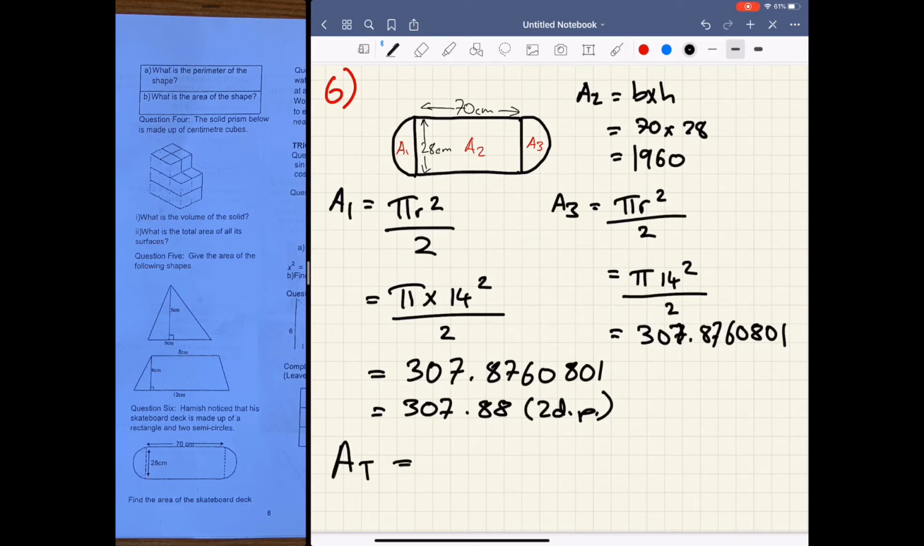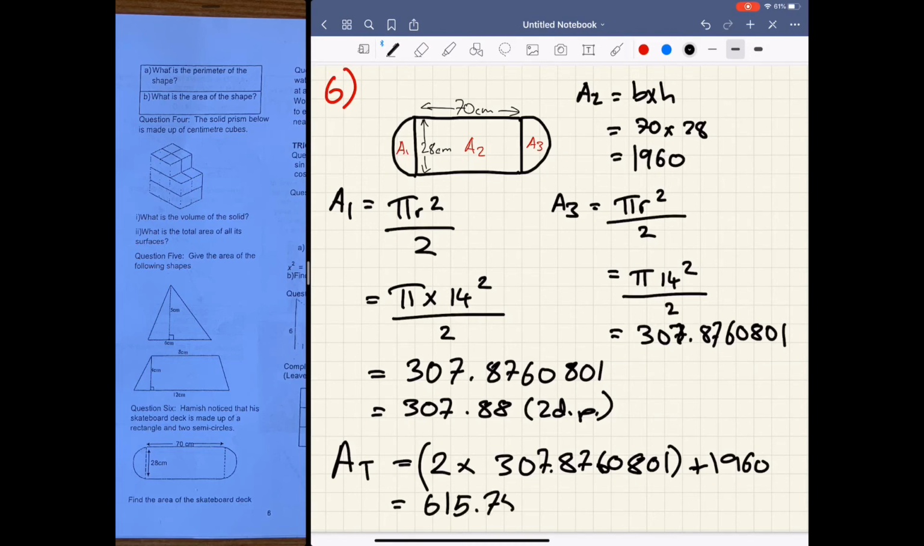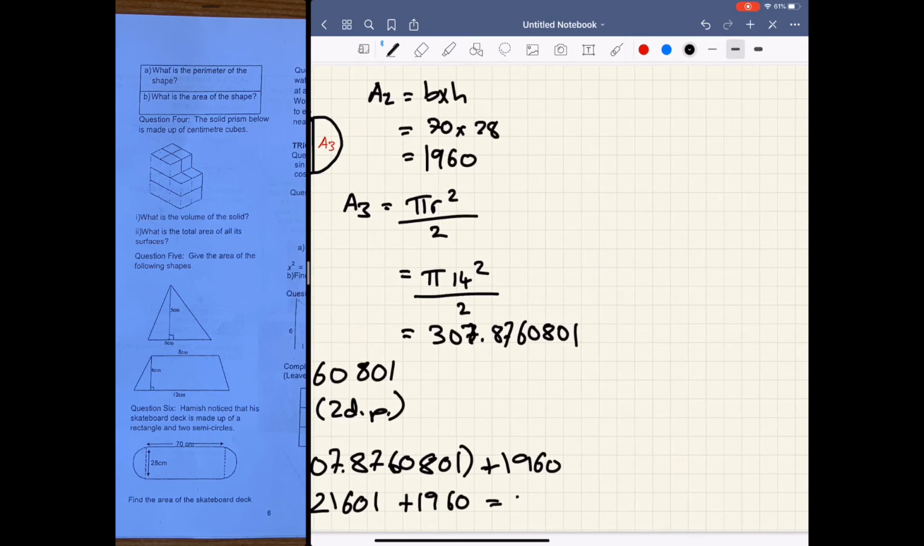So the total area equals 2 times, because we've got 2 of these semicircles, 2 times 307.87600801 plus 1960, which should give us 615.7521601 plus 1960, which equals 2,575.75 to 2 decimal places.